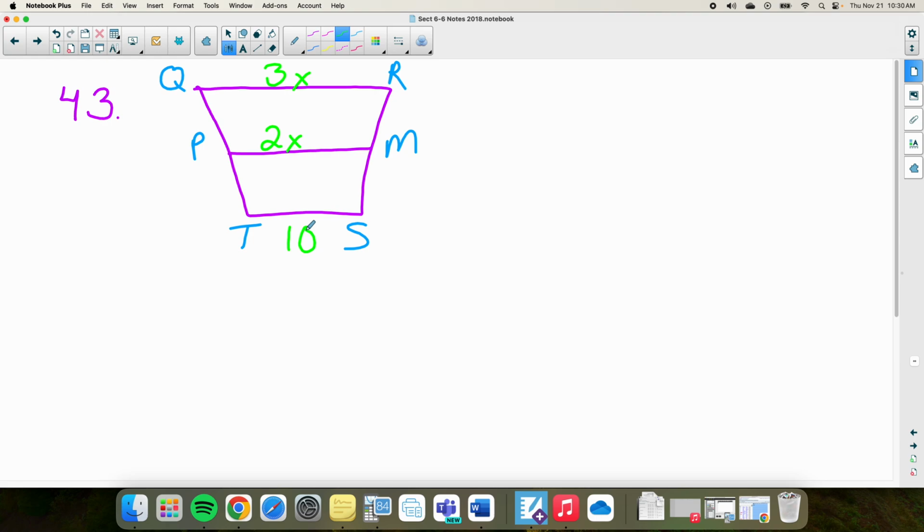And if you guys noticed when I was doing these, what I did is, to find my mid segment, I'd add these 2 together and multiply by 1/2. And this is the reason why. When I go to do this one, I'm gonna take my mid segment, which is 2x, and it's gonna equal 1/2 times this plus this. Okay?